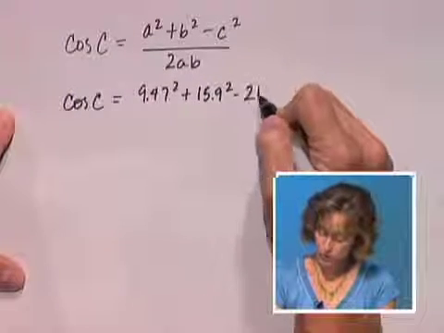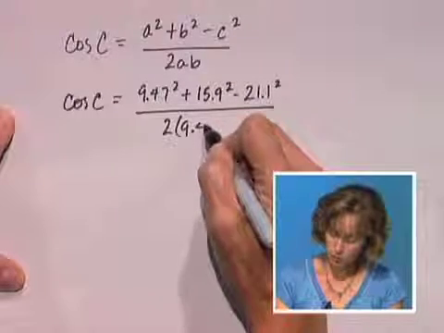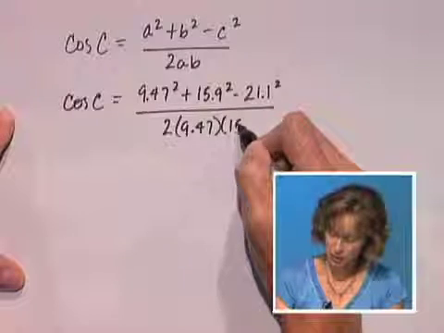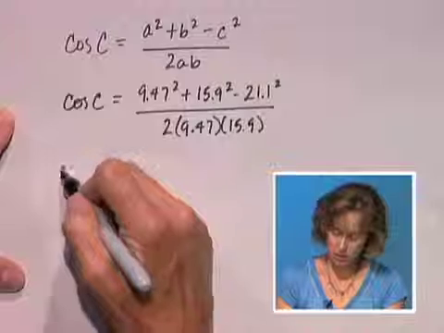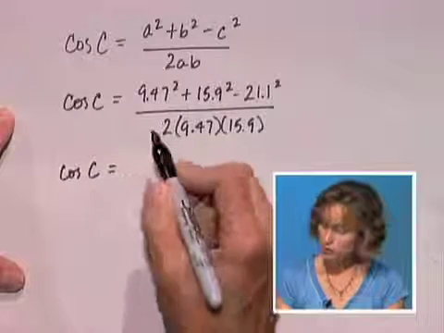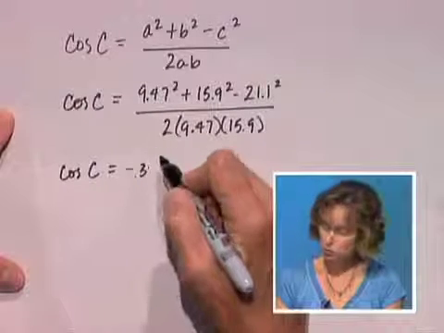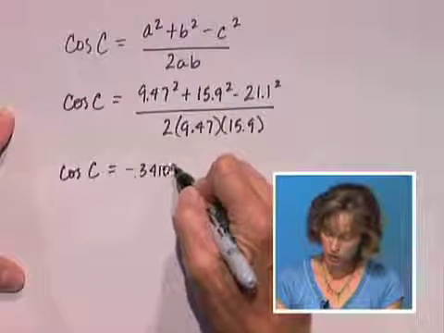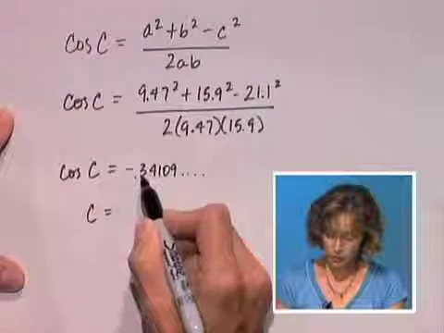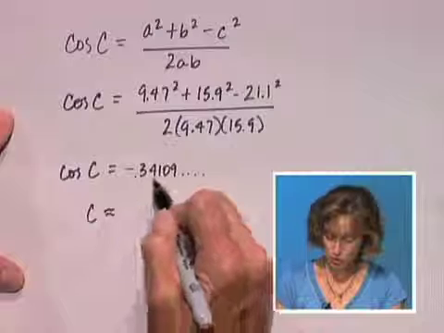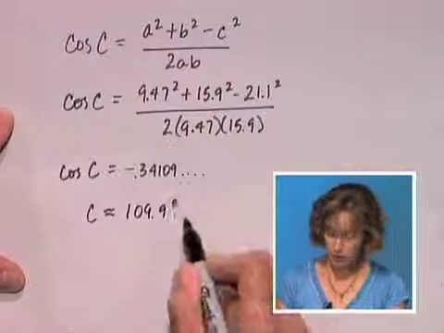For C, 21.1. So again, for A, 9.47. For B, 15.9. Now with the help of the calculator, crunch this number, and you'll see that it comes out to about negative 0.34109, etc. Solving for angle C with the help of a calculator by finding the inverse cosine of that number, angle C is about 109.9 degrees.